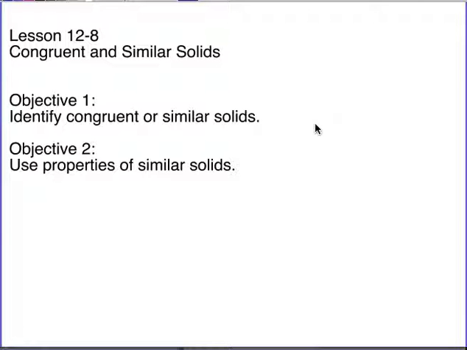Lesson 12.8, congruent and similar solids. We've got two objectives, of course: identify congruent or similar solids, and use the properties of similar solids as well.